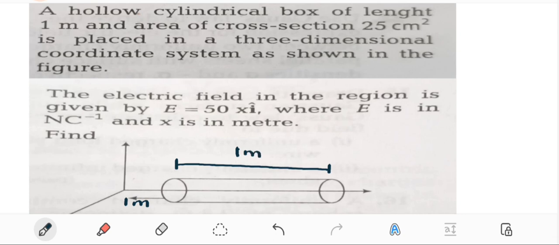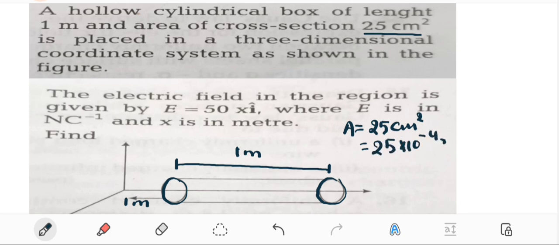Okay, and the area of cross-section of the cylinder's parts, that is this one and this one, each is equal to 25 centimeter square. Now if we convert it into meter square, it becomes 25 into 10 to the power minus 4 meter square. We have to convert it for the SI units. Now it is given that electric field is equal to 50 xi. Xi means it is along the x-axis. Okay, now we have to find a few things.